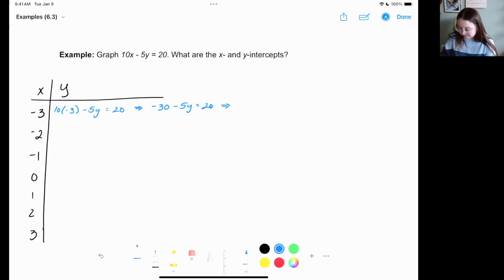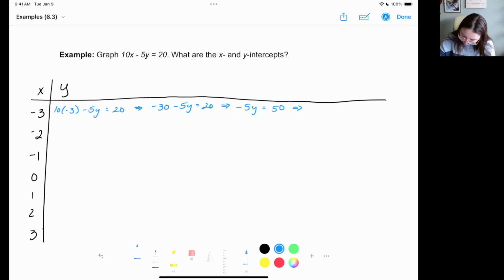We see here why we started to make this graph long, and I guess we'll need to make it much longer. And so we want to solve for y, so we're going to get rid of that -30 by adding it to both sides. So 20 plus 30 is going to be 50. So we'll have -5y equals 50. And then lastly, we're solving for y, so we're going to divide both sides by -5. And when we divide 50 by -5, we get -10.